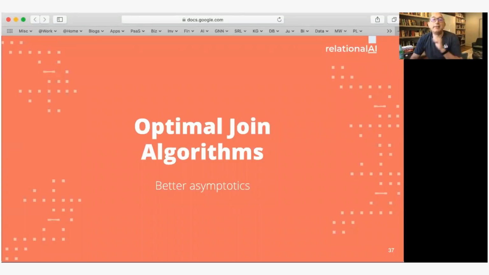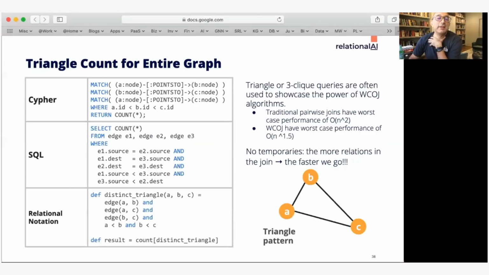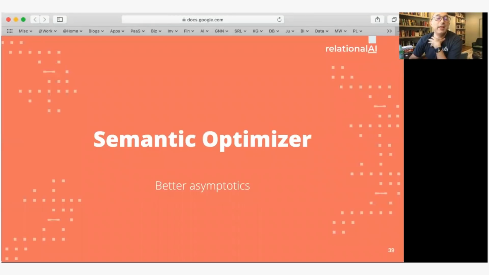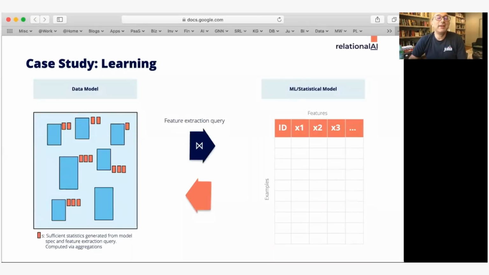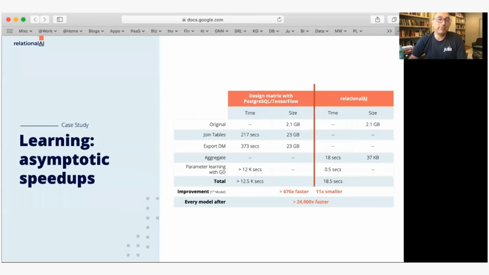Okay, the next component that I'm not going to talk about is optimal join algorithms. I'm going to skip that, but this is an algorithmic innovation that our team came up with. You can look at worst-case optimal join algorithms. And then the fifth component is a semantic query optimizer that takes a relational program as input and then produces an execution graph that optimizes the time and space it takes to evaluate the relational program.